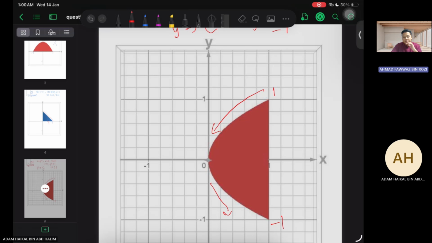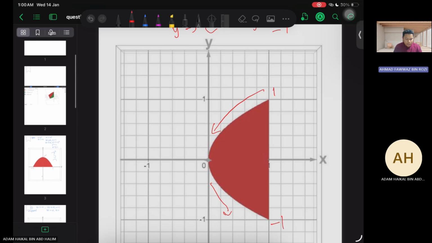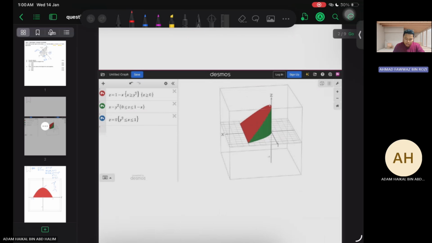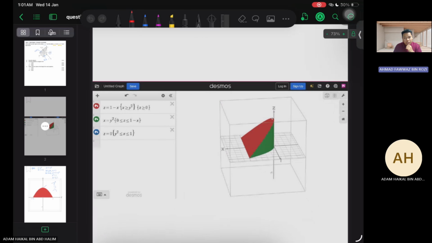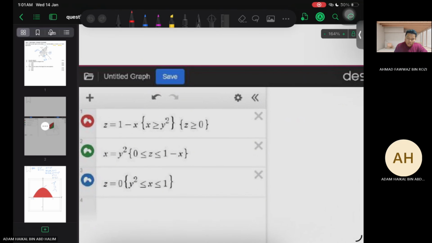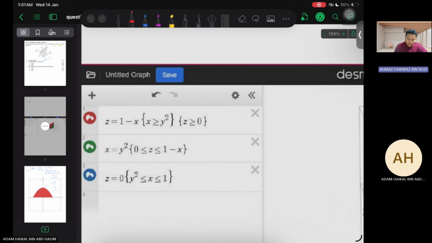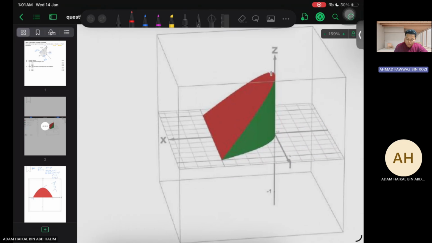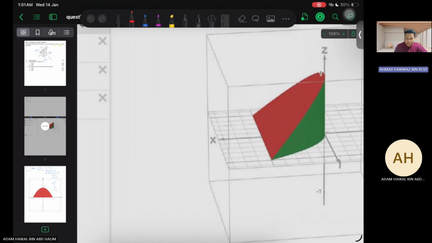From all three perspectives, from the x-axis, y-axis, and z-axis, we can get the 3D perspective graph like this. This is the graph that I made in Desmos on my laptop, and this is the equation that I used to get this graph in the question. This is the 3D graph.